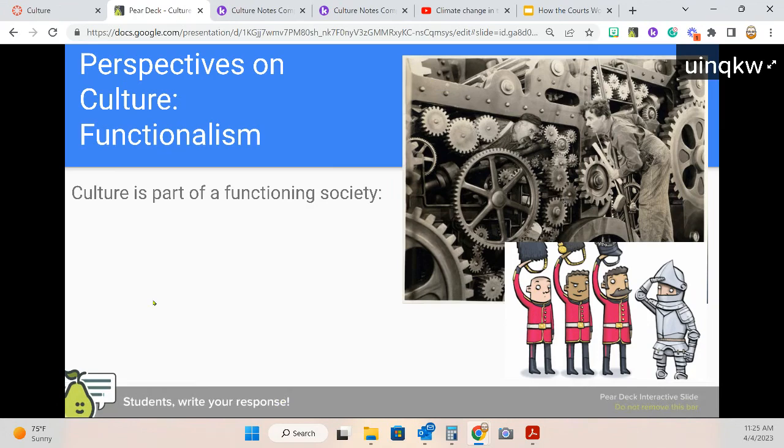Not surprisingly, functionalism tells us that culture is part of a functioning society. A society's values, you could also add to this beliefs, ideas, attitudes, guide action. Remember, values are things we think are inherently good or desirable. They guide our action in ways that help us try to achieve those desirable ends or goals.